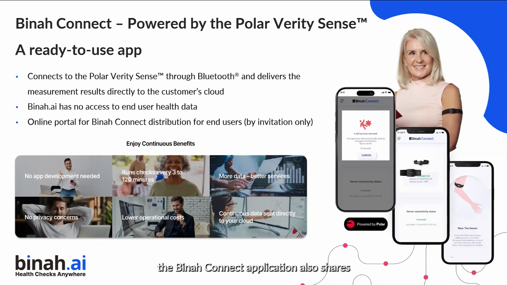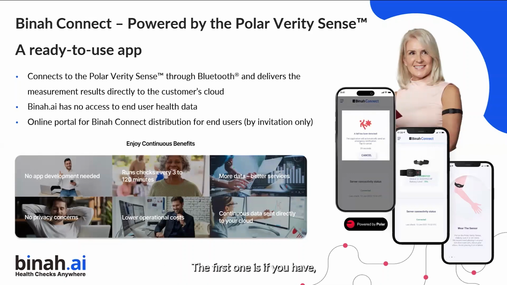Additionally, the Bina Connect application also shares the fall event GPS coordinates, so that, for example, an emergency response team can understand the exact geolocation where the user fell and provide assistance as quickly as possible. Or an employer can understand where the falls might be occurring among employees and reduce the risk of future falls while also optimizing workflows.